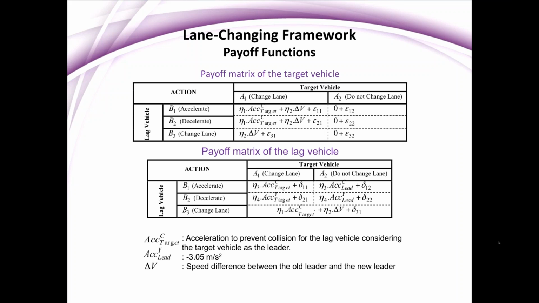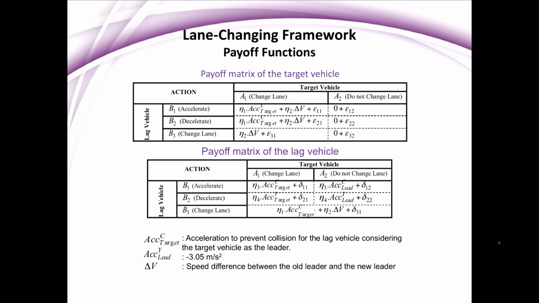When the lag vehicle decides to decelerate, well, the deceleration has to be comfortable for the driver to give way. And the comfortable deceleration that was used in the literature by few researchers was negative 3.05 meters per square second. It was the same for both of the cases, whether the target vehicle decides to change lane or not.